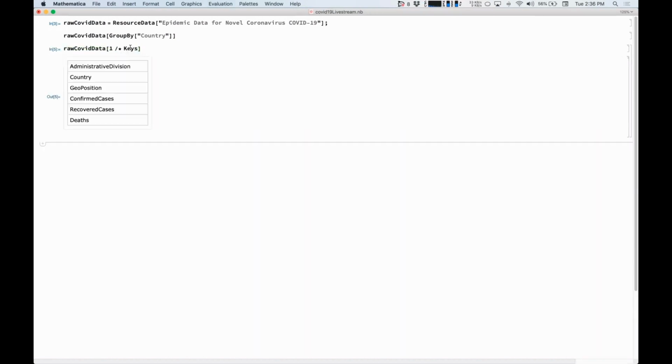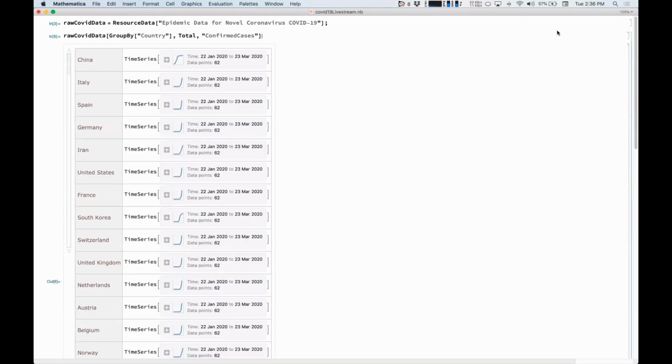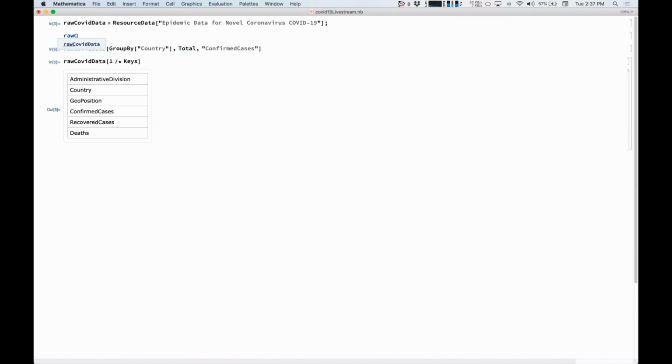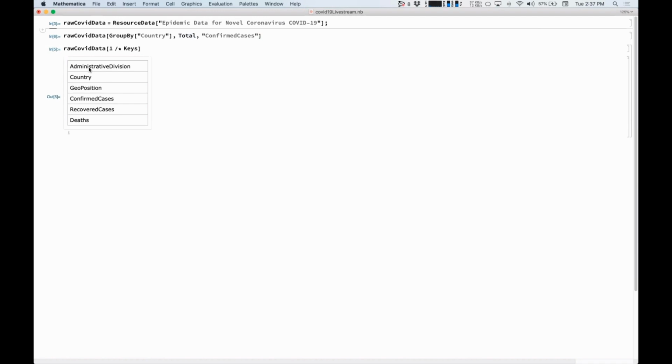Or keys. Right, so there's country. So we'll group by country, and we want the total of the confirmed cases. Okay. And that should, yeah, there we go. Instead of total, confirmed cases are cumulative. Right. But the point is, if we look at it, yeah, got it. Yep. So totaling over states and provinces.